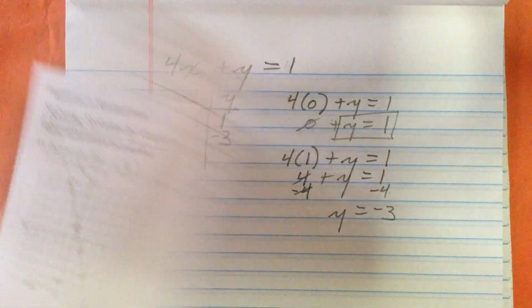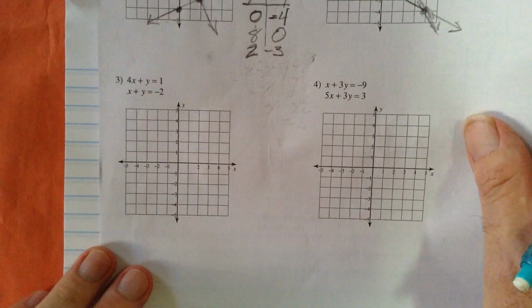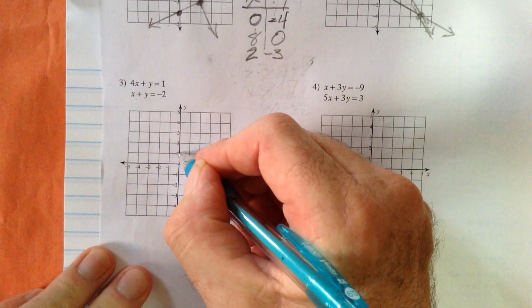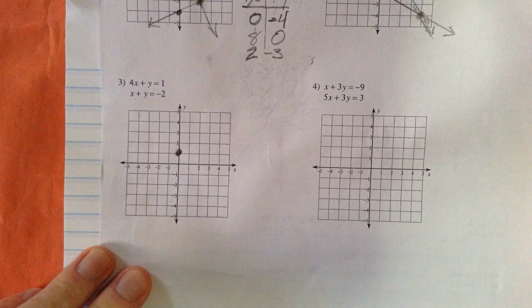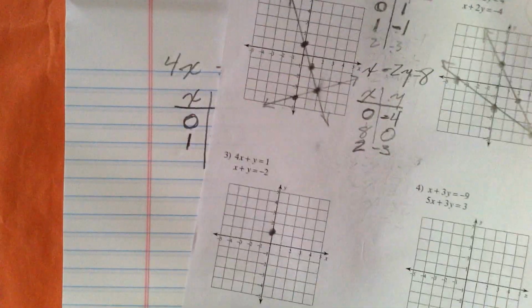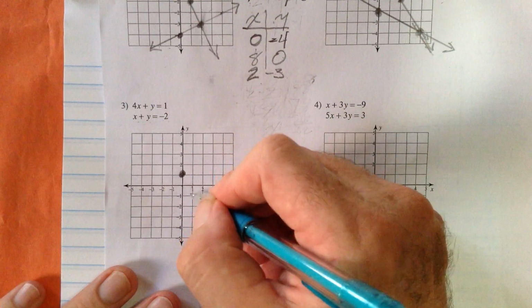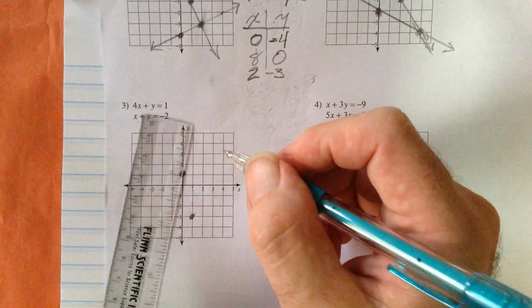So I got 2 points here. I got if x is 0, y is 1. So if x is 0, y is 1, it'll put me right at this point right here. Okay? And then the next one, if x is 1, y is -3. So if x is 1, y is 1, 2, 3, -3. So I got my 2 points.